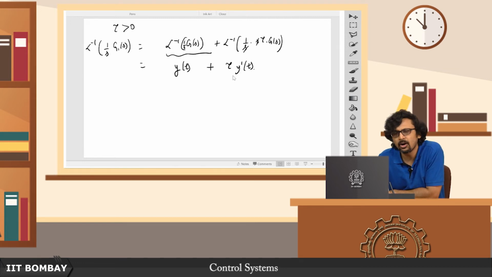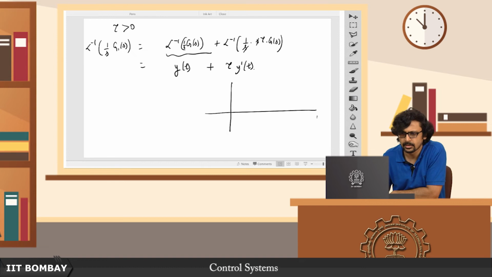So for smaller tau values we do not really care much. What happens if tau increases? The more you increase tau, the more the weight increases on the derivative. So let us quickly have a qualitative sketch of this step response, y(t) plus tau times y dashed(t).